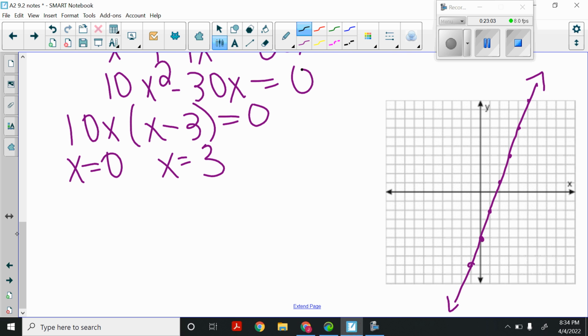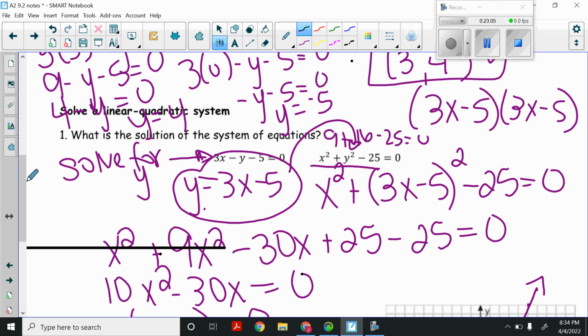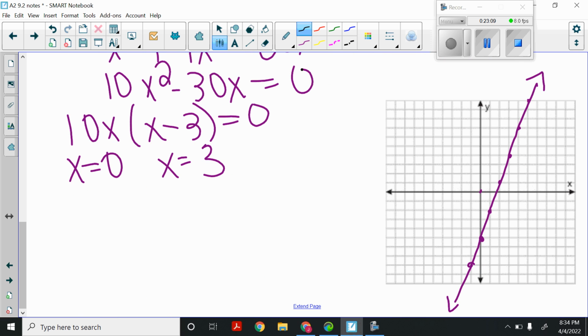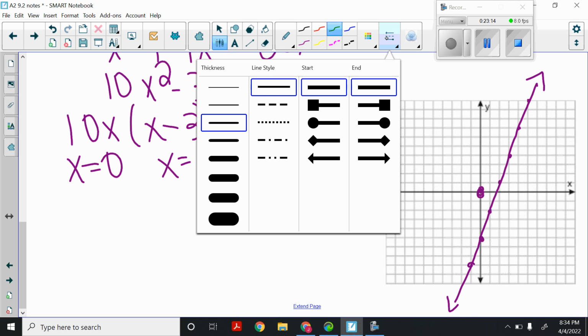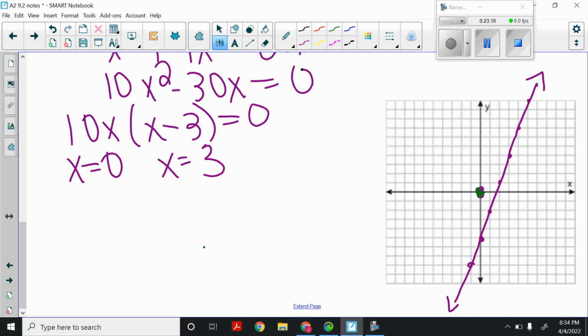So now I need to graph the equation of this circle. My center is at 0, 0. The radius is 5. So I'll switch colors for us. So the circle: up 5, over 5. And then I'm going to draw that circle.